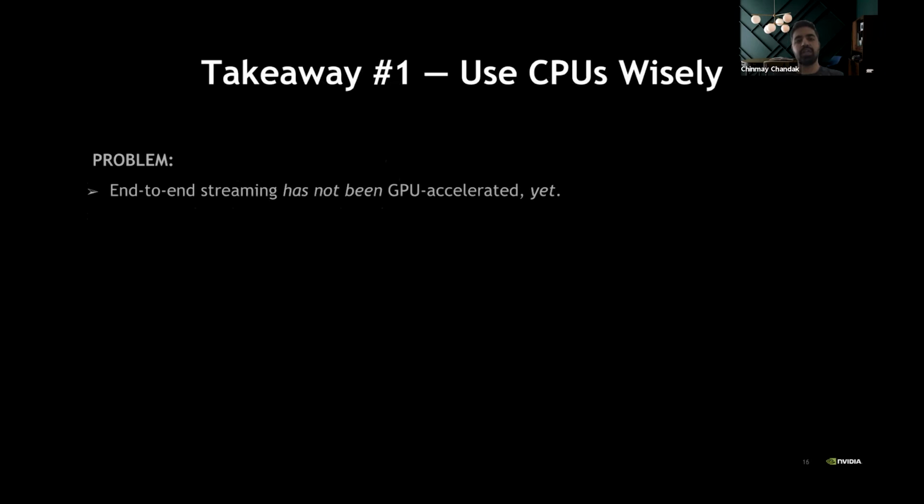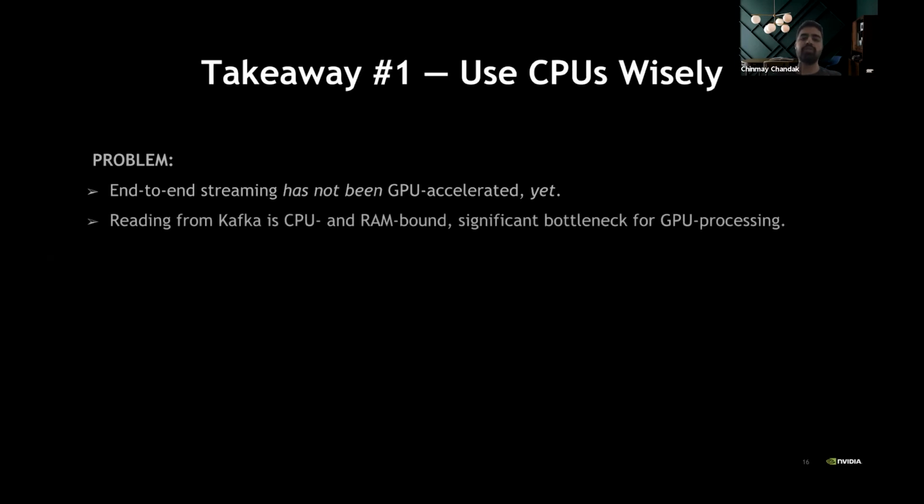The problem here is that end-to-end streaming has not been GPU accelerated yet. Streaming is a huge and complicated stack. It involves something like reading from Kafka or any other source. It involves some sort of pre-processing, some ETL, some downstream processing as well, syncing to some downstream sink. And something like reading from Kafka, which comprises a major chunk of your streaming pipeline, is CPU and RAM bound. And this turns out as a significant bottleneck for your GPU processing.